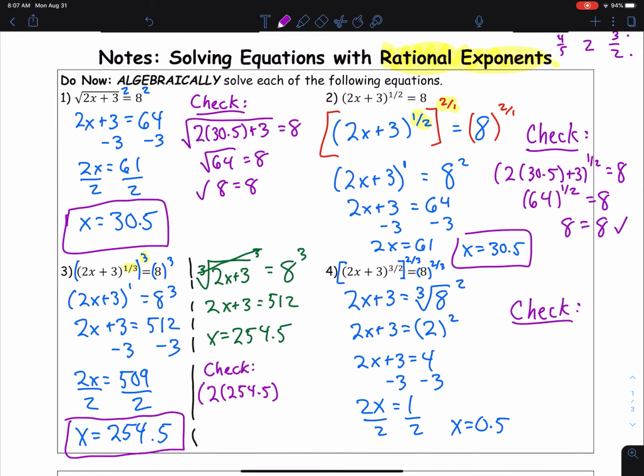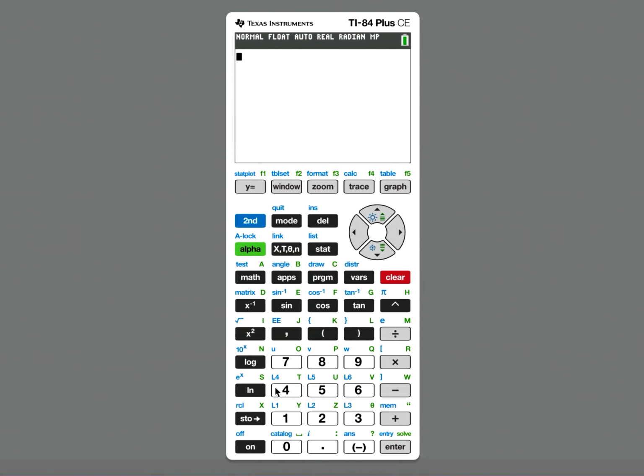Check. Let's plug that in. 2 times 0.5 plus 3, all raised to the 3 over 2, should equal 8. I'm going to go back to the calculator and just check that. So I'm going to plug in the left side into the calculator, and it should be 8 if it is correct and not an extraneous solution. Plug it into the calculator exactly how I wrote it.